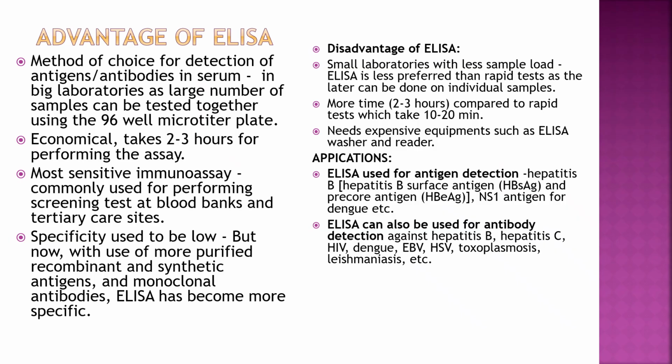Advantages of ELISA: it is the method of choice for detection of antigen and antibody. Sensitive, specific. Disadvantage: it is costly. Application: ELISA is used for antigen detection, such as hepatitis B surface antigen, pre-core antigen, that is HBe antigen, and NS1 antigen for dengue. ELISA can also be used for antibody detection, like hepatitis B, hepatitis C, HIV, dengue, EBV, HSV, toxoplasma, leishmania.